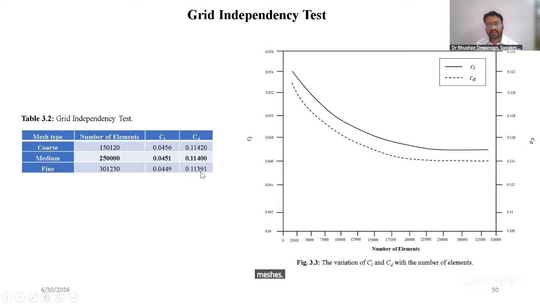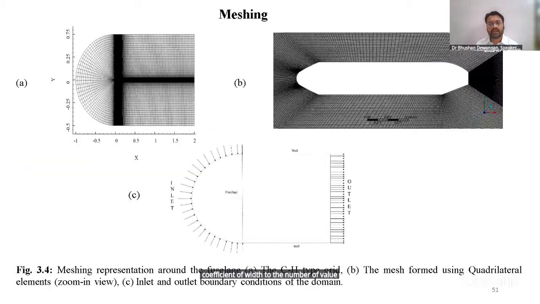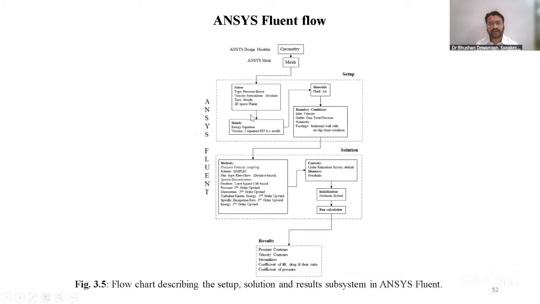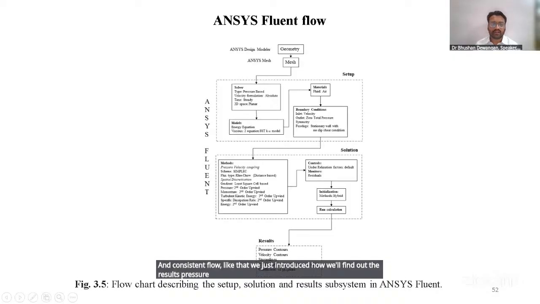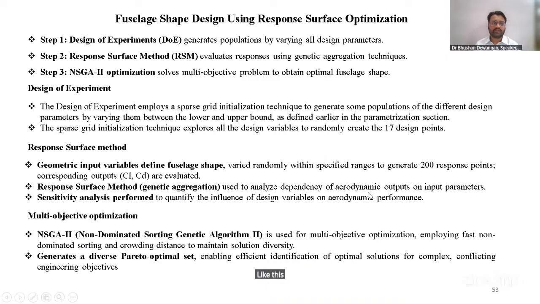So here we did the grid independency test, with the coefficient of lift against the number of elements, and like that we completed the meshing. With the converged flow, we then found the results: pressure contours, velocity contours, streamlines, coefficient of lift, drag, and their ratio. Like this, we did this.